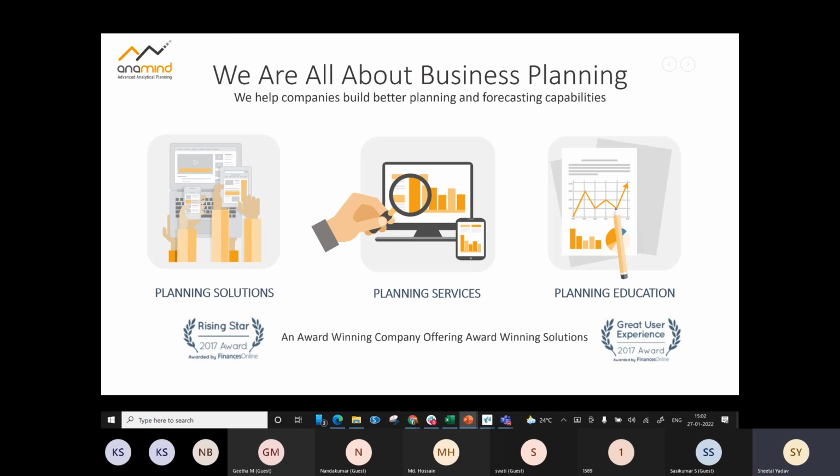Some of you are already using Forecast Pro, so that's part of our solution portfolio that we have. We have other solutions as well, which can do much more than demand planning and forecasting. There are solutions that we have which can do inventory planning, production planning, as well as financial planning and forecasting. So we have a comprehensive suite of solution which can do end-to-end planning.